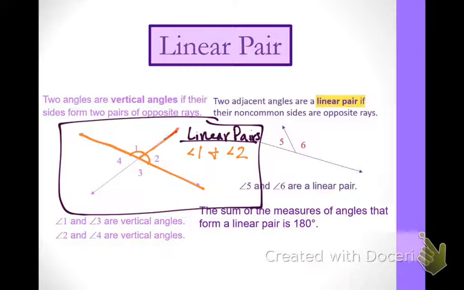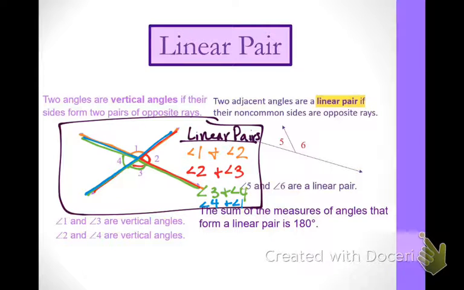Let's look at angle 2. What other angle is also a straight line with it? Angle 3. Then we look at angle 3 and angle 4. They form a straight line. And then last, angle 4 and angle 1. All of these are linear pairs because they form a straight line. So 1 and 2 add up to 180. 2 and 3 add up to 180.